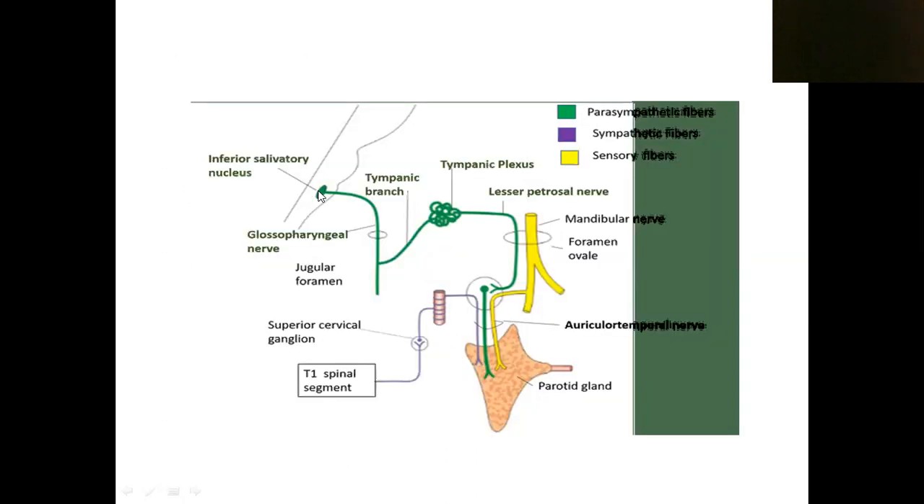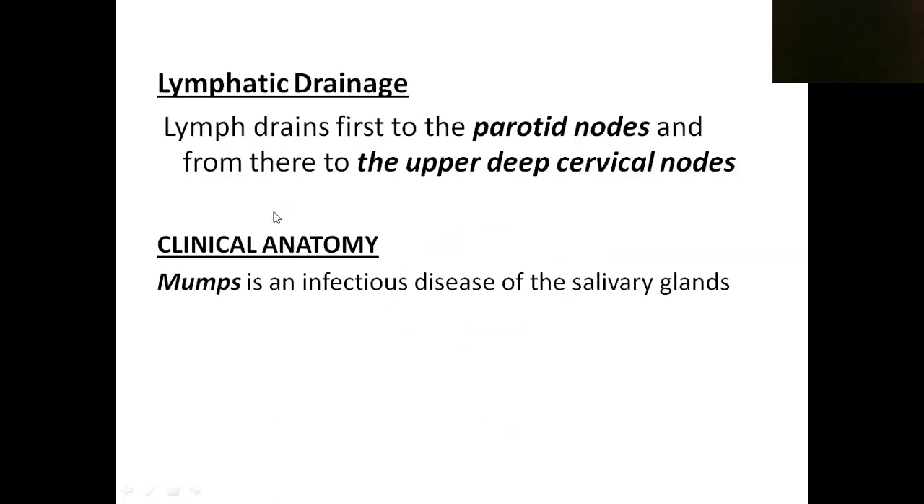See the diagram once again. Inferior salivatory nucleus, glossopharyngeal nerve, tympanic branch, tympanic plexus, lesser petrosal nerve, otic ganglion. There it gives impulse to the next neuron, which means the otic ganglion acts as a relay station. And this neuron will enter into the auriculotemporal nerve. Along with the auriculotemporal nerve, it will reach the parotid gland. So that is the nerve supply of this parotid gland.